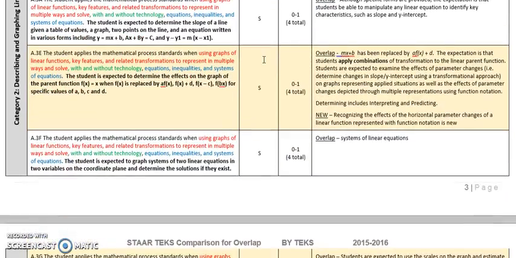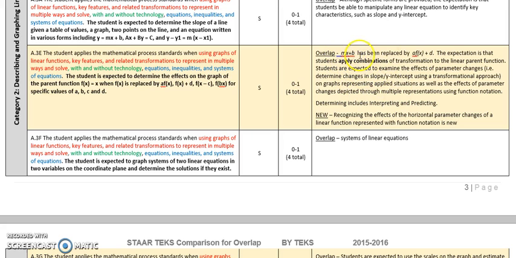So A3E, the student is expected to determine the effects on the graph of the parent function f of x equals x when f of x is replaced by all the transformations. So this is about linear transformations on our linear parent function, right? It's a supporting standard, and we can expect 0 to 1 questions on that. Now, notice this one is overlap and new. So overlap, here's some guidance for us.